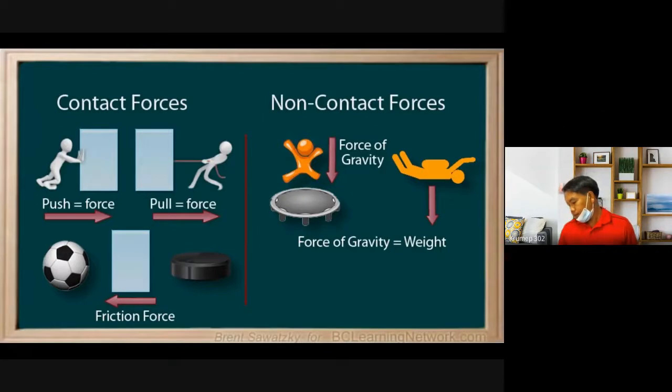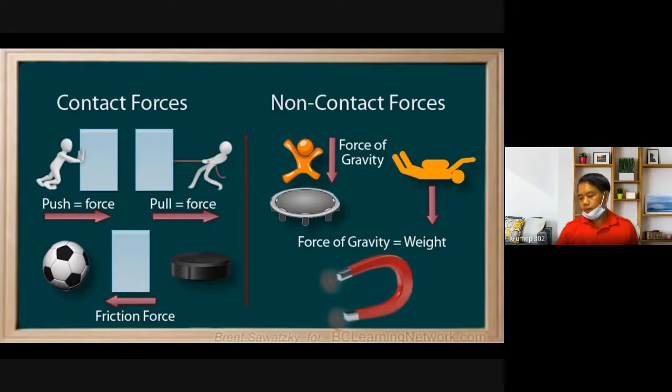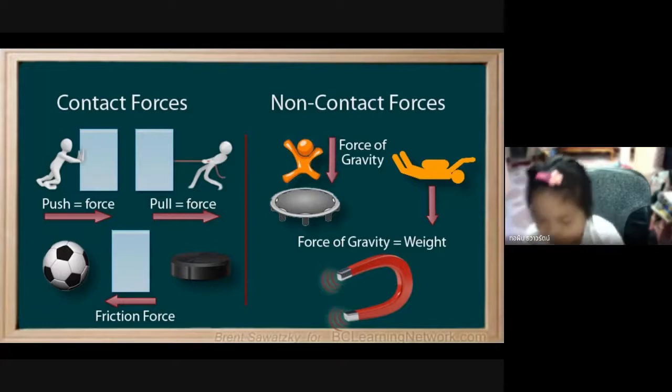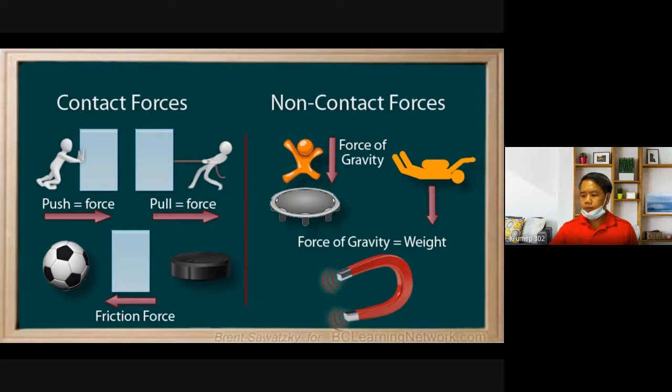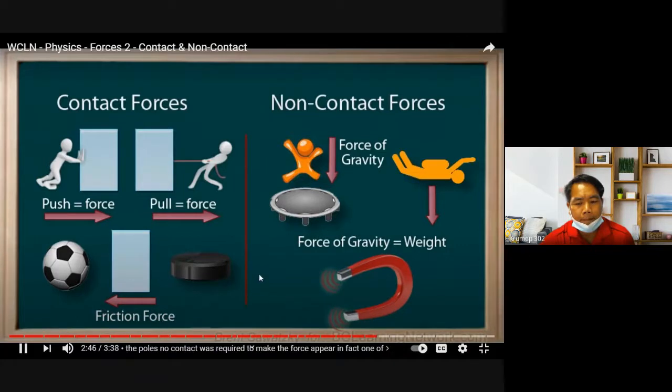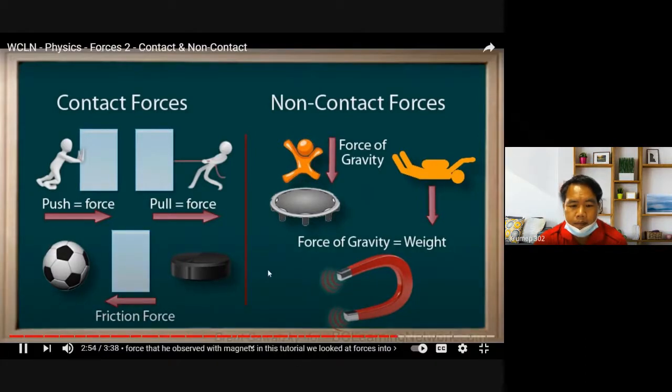Gravity is definitely a non-contact force. And another non-contact force is magnetism. If you bring magnets close together, they move each other, either avoiding each other or jumping together, depending on the poles. No contact was required to make the force appear. In fact, one of Albert Einstein's first interests in science was the mysterious non-contact force that he observed with magnets.